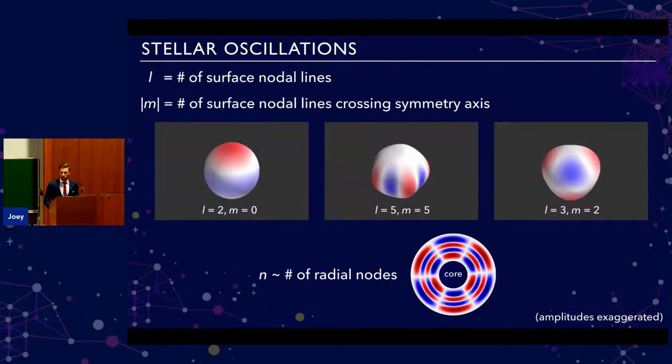Similarly, stars have these eigenmodes too, and they are characterized by three different numbers, so three different quantum numbers. The first one is the spherical degree L, which gives you the number of surface nodal lines. These are the white regions of the animation that don't change, so this is where the material doesn't move. Then we have the azimuthal order m, which gives you the surface nodal lines that cross the axis of symmetry. In these animations, it's pointed upwards. And lastly, we have the radial order n, which gives you the number of nodes in the radial direction.